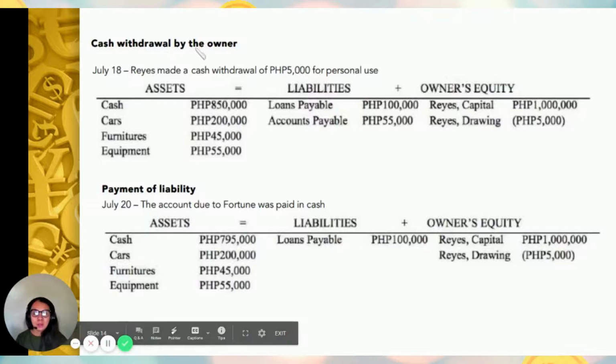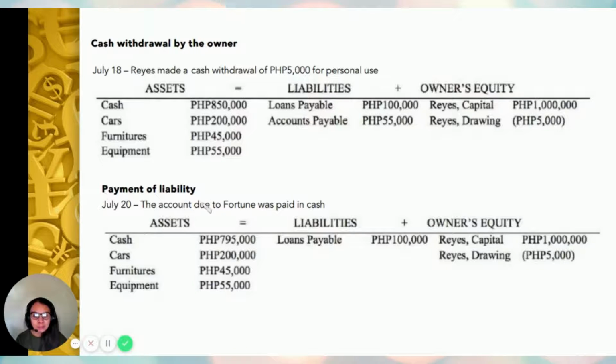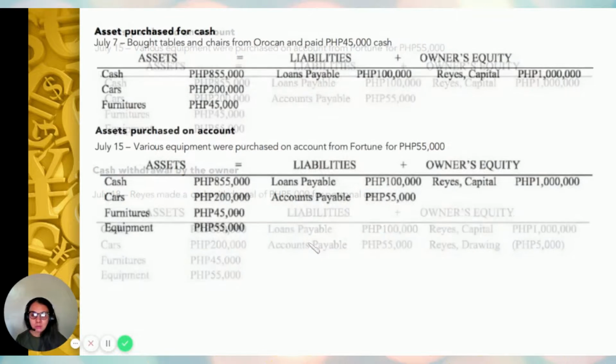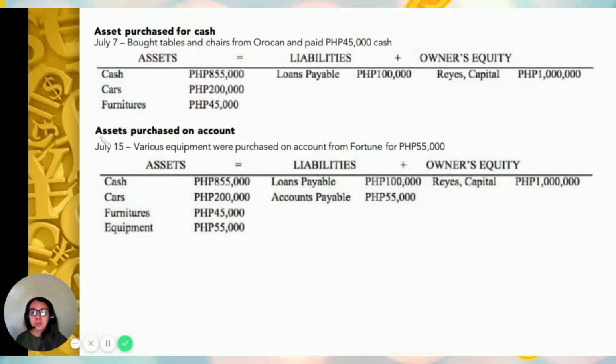From cash withdrawal by the owner, now we're going to talk about payment of liability. That means we're now paying the payables that we had in the past. July 20, the account due to Fortune was paid in cash. If you can still remember, let's go back to the purchase. This one. Assets purchased on account on July 15th. We bought various equipment from Fortune, but the equipment that we bought was on account. That means we didn't pay, right?